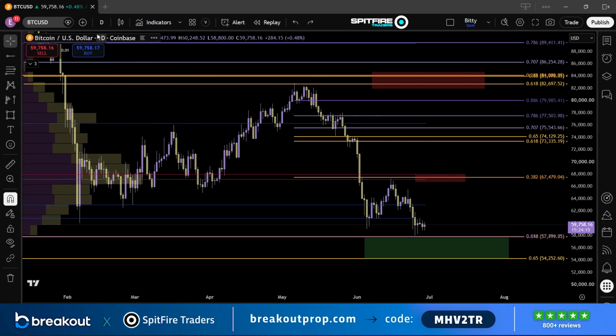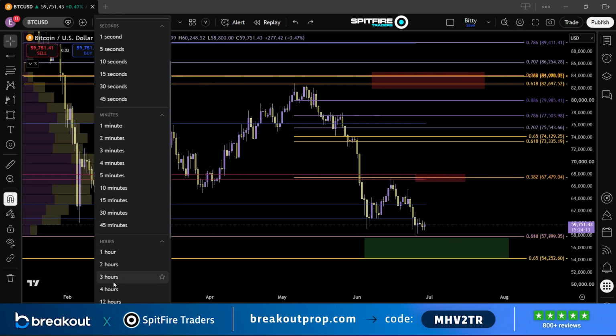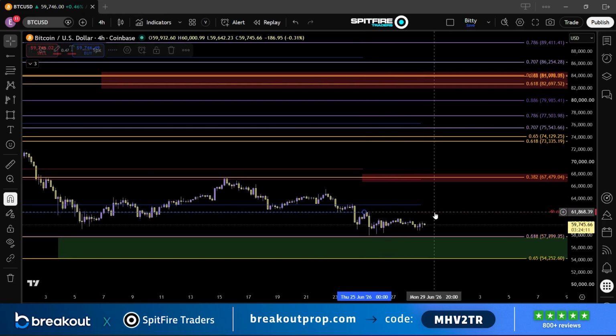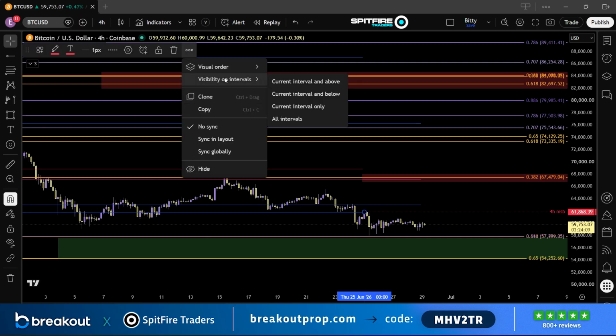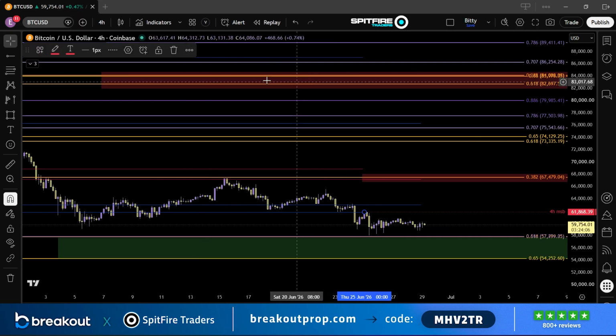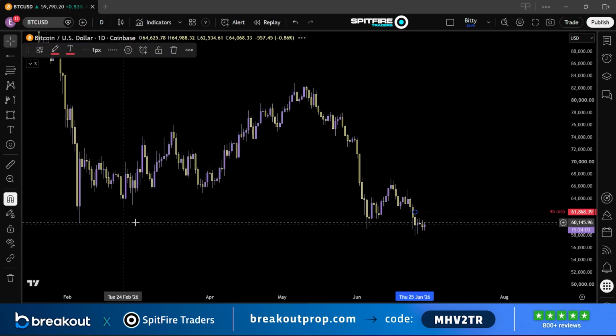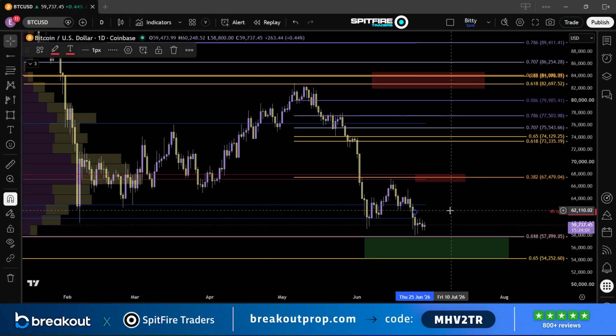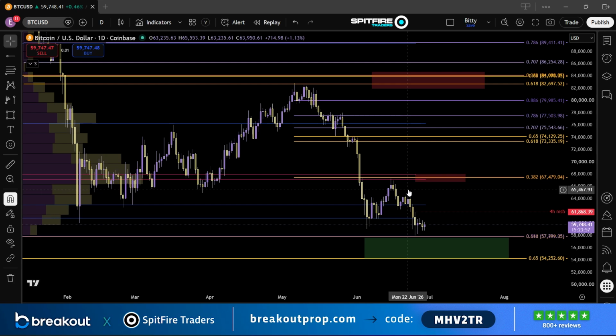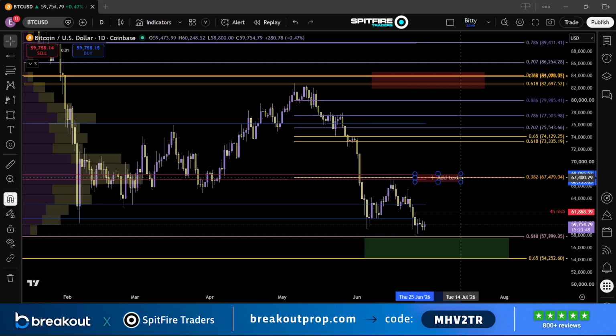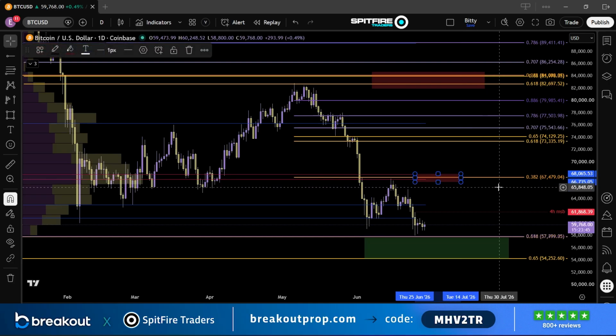But let's see, where was our 4-hour market structure break? Was it the same pivot? No, it is lower. So we go like this. Let's see. So the 4-hour market structure break is here. Daily market structure break should be on this high, but the more obvious one for me will be this one. So yes, I like this one as a resistance zone.